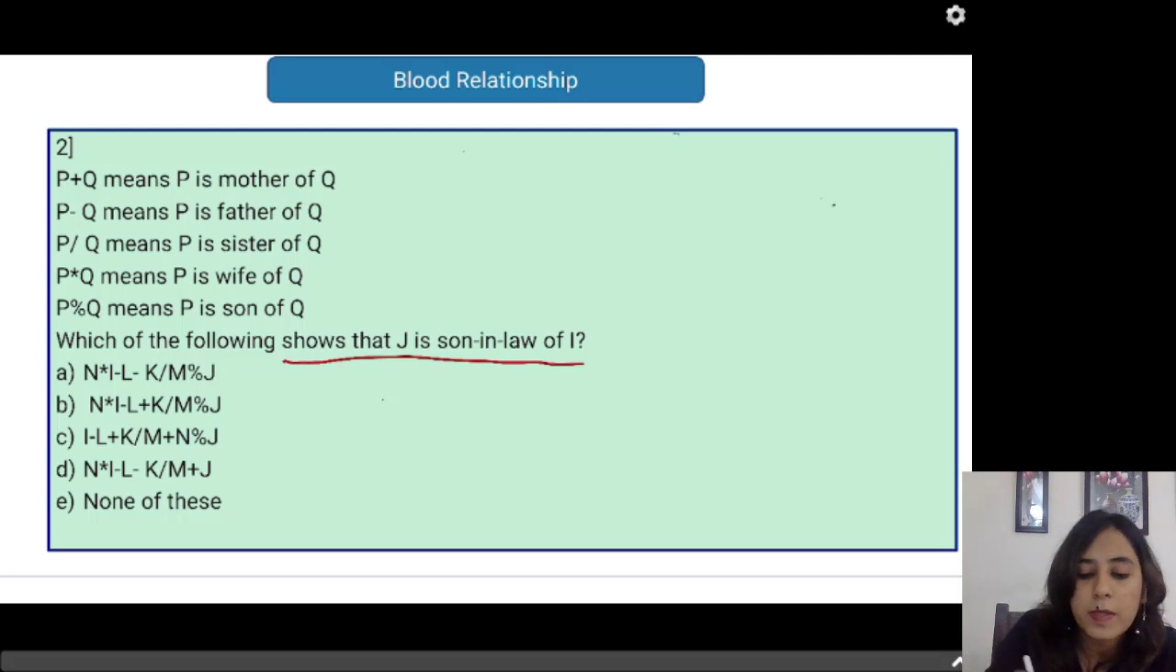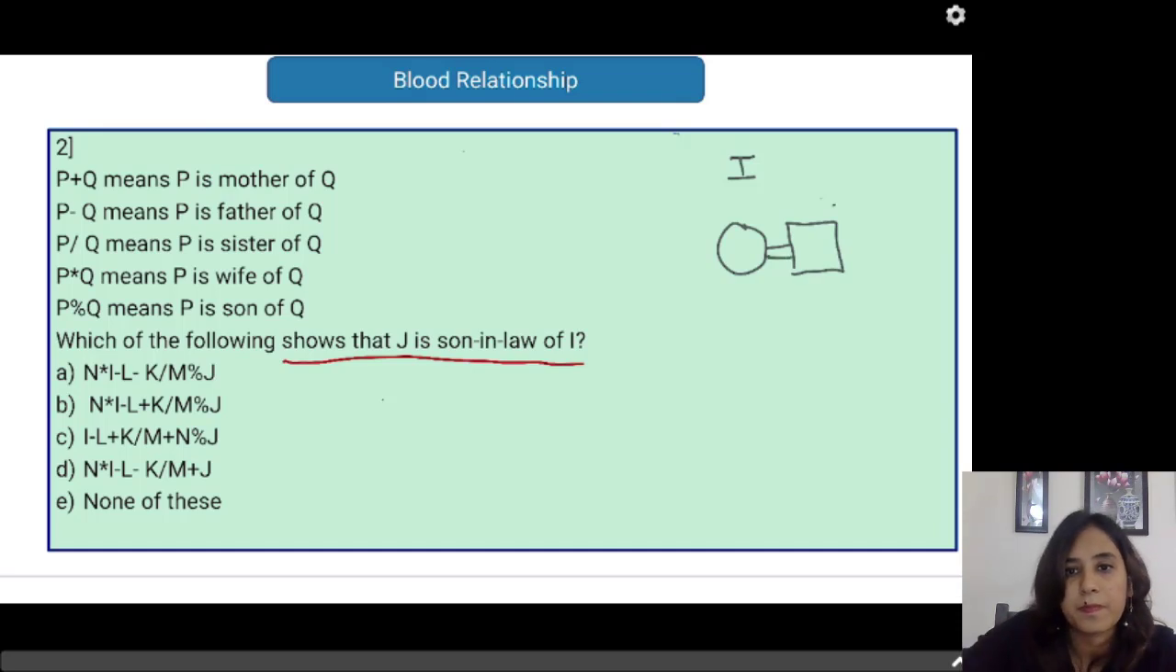Okay guys, so how is this going to look? J is the son-in-law of I. So we have I here, who is going to have a daughter, and she is going to be married to J. So this is how it should ideally look. Now let's solve this particular problem.